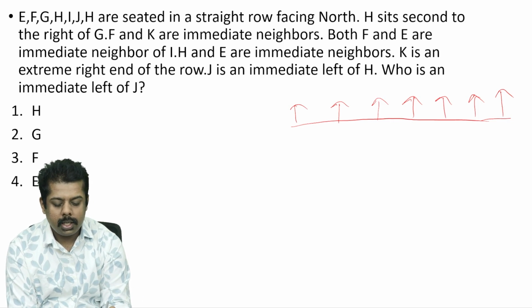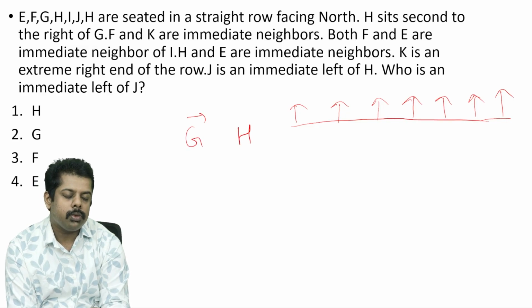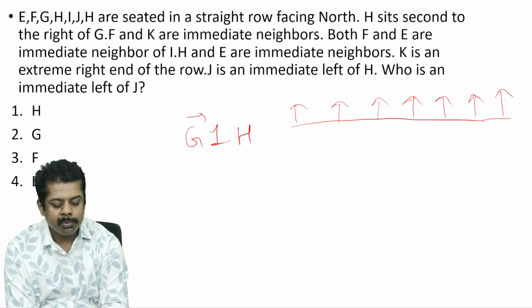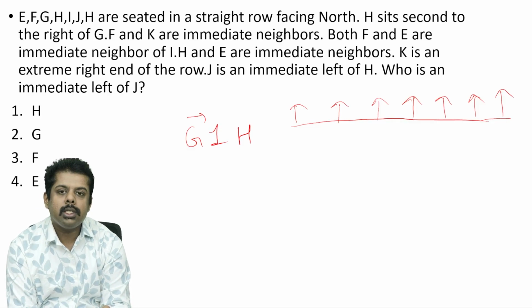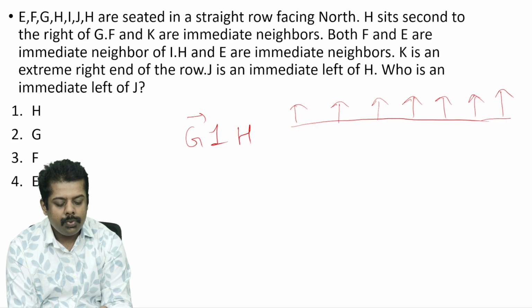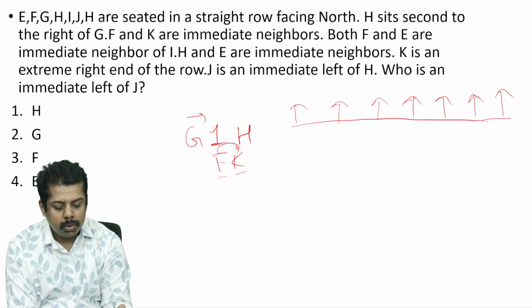H sits second to the right of G. So where is H sitting? Right of G is towards this direction. How many people are between them? Only one person. Moving on to the next one. F and K are immediate neighbors. So that is also an understood point there. F and K are going to be the neighbors. Now, moving on to the next point.